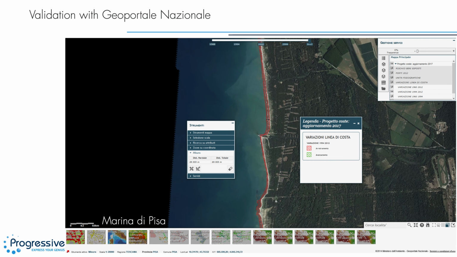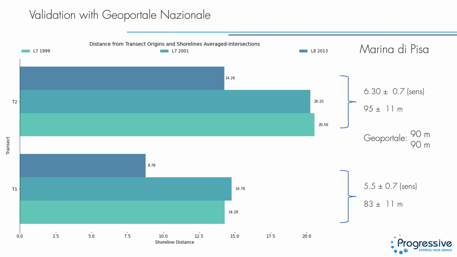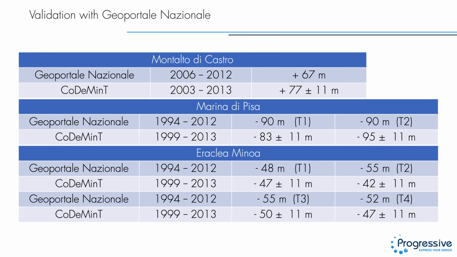In the following, I want to show you a few tests and examples that we ran to validate CoDeMinT. First, we used the Geoportale Nazionale, where we compared results from CoDeMinT with those of the Progetto Coste of 2017, which used orthophoto to detect coastal changes in Italy. The results between CoDeMinT and the Geoportale are in fairly good agreement, and in all the cases that we considered, they were always within the margin of error of CoDeMinT.